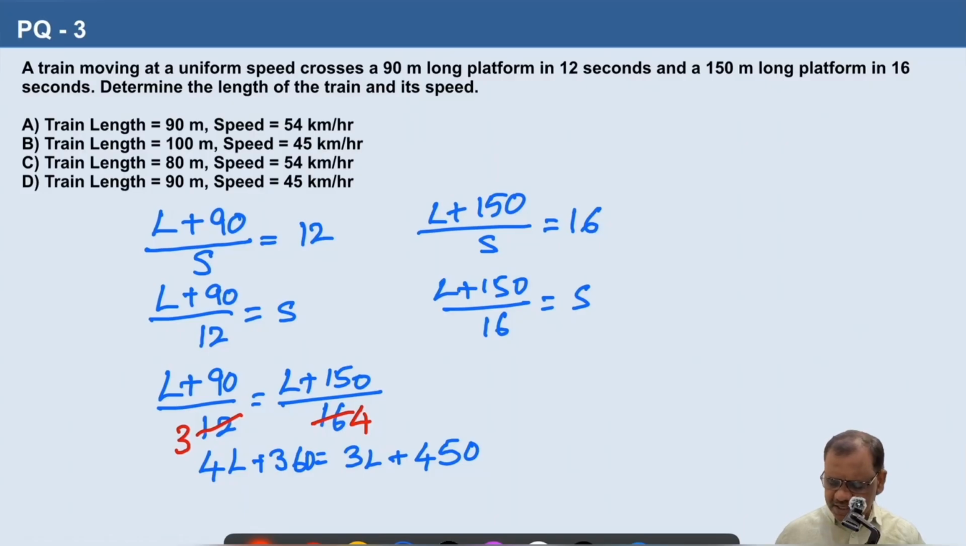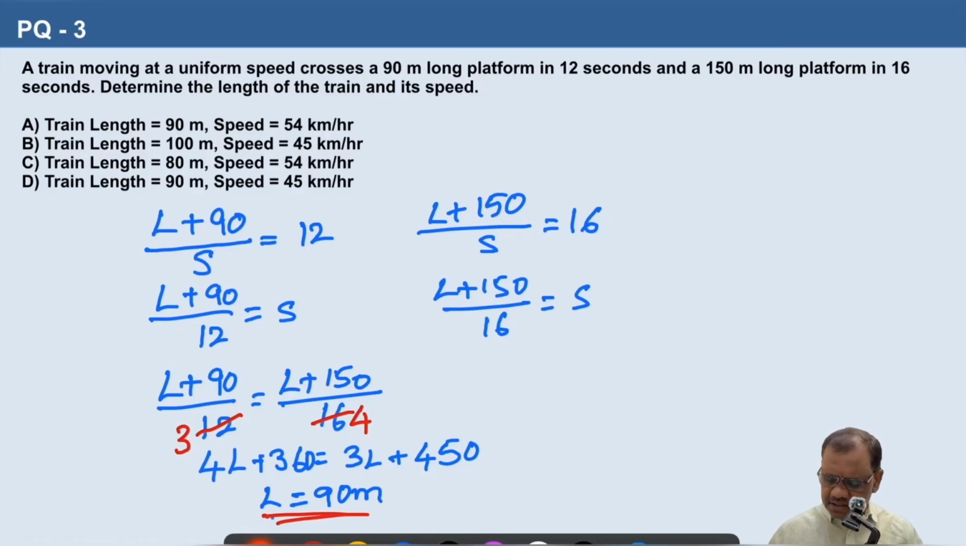So 4L minus 3L is L. 450 minus 360 is 90. So the length of the train is 90 meters. Sorry. Yeah, the length of the train is 90 meters. Now we have to find out the speed of the train.